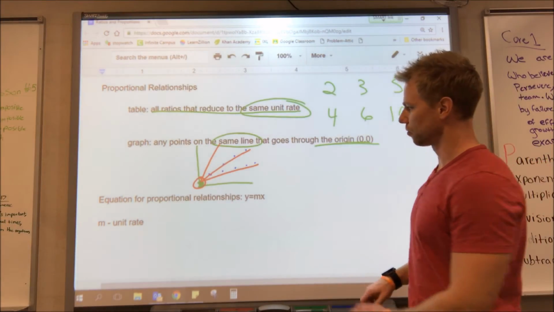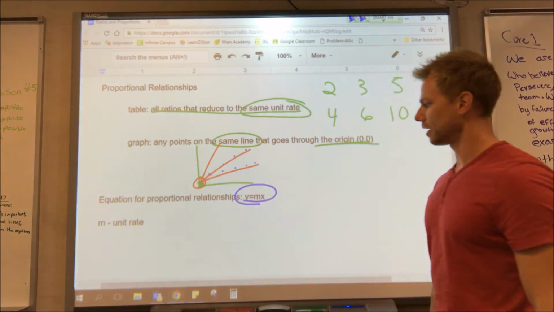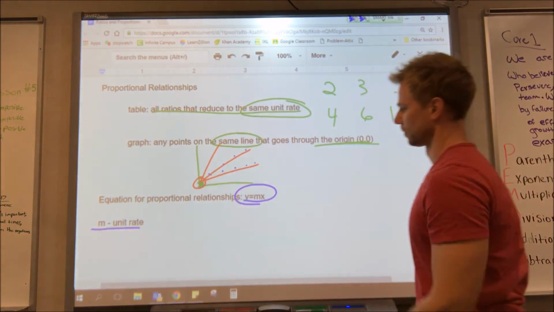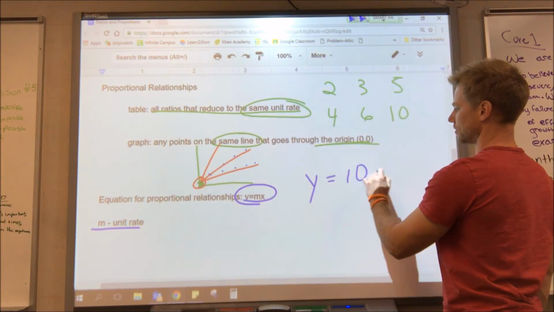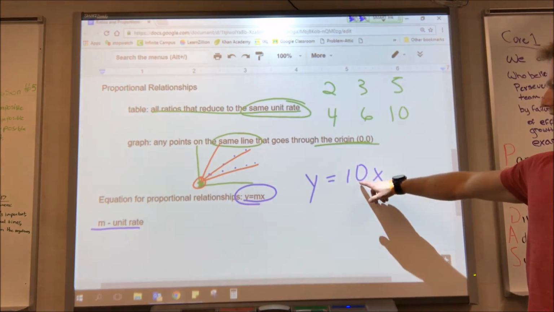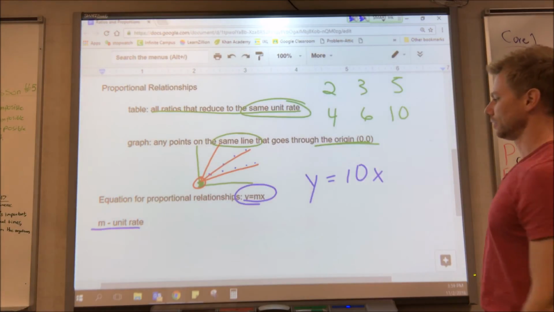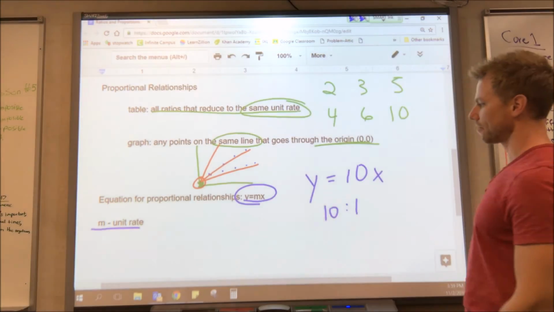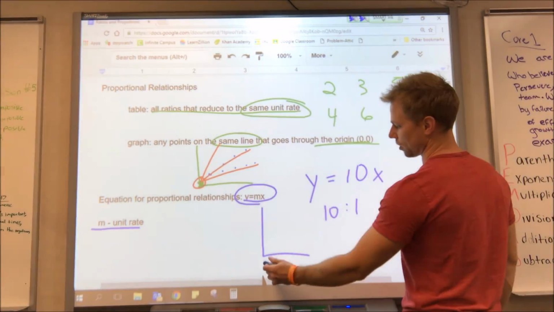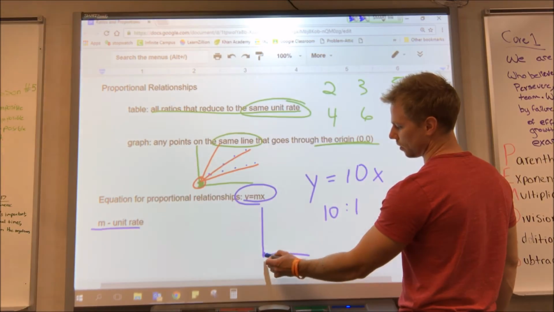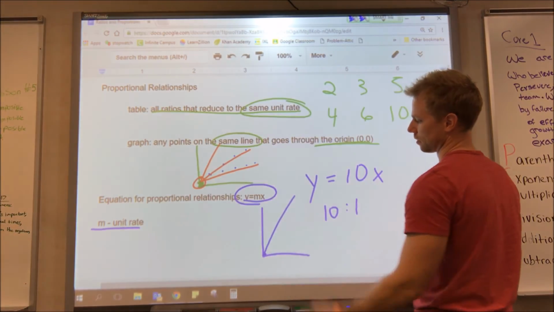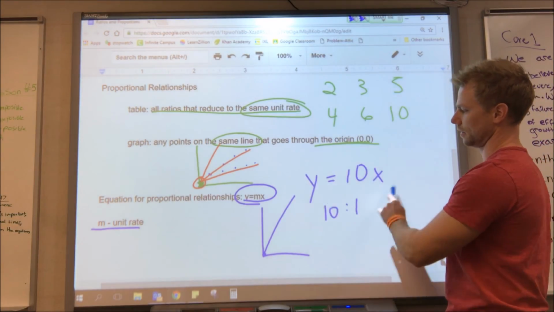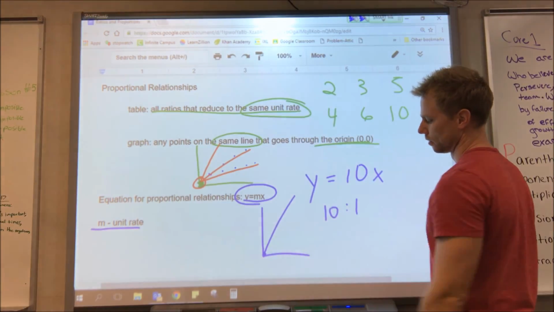Okay, and then when we're talking about equations, this is the equation for a proportional relationship, y equals mx, where m is the unit rate. So if I had y equals 10x, this 10 would be the unit rate. It would be 10 to 1. And if we graph that, it's going to give us a graph of a line that starts at 0, 0 and makes a straight line. Okay? So a graph like this, in this form, makes a straight line through 0, 0.